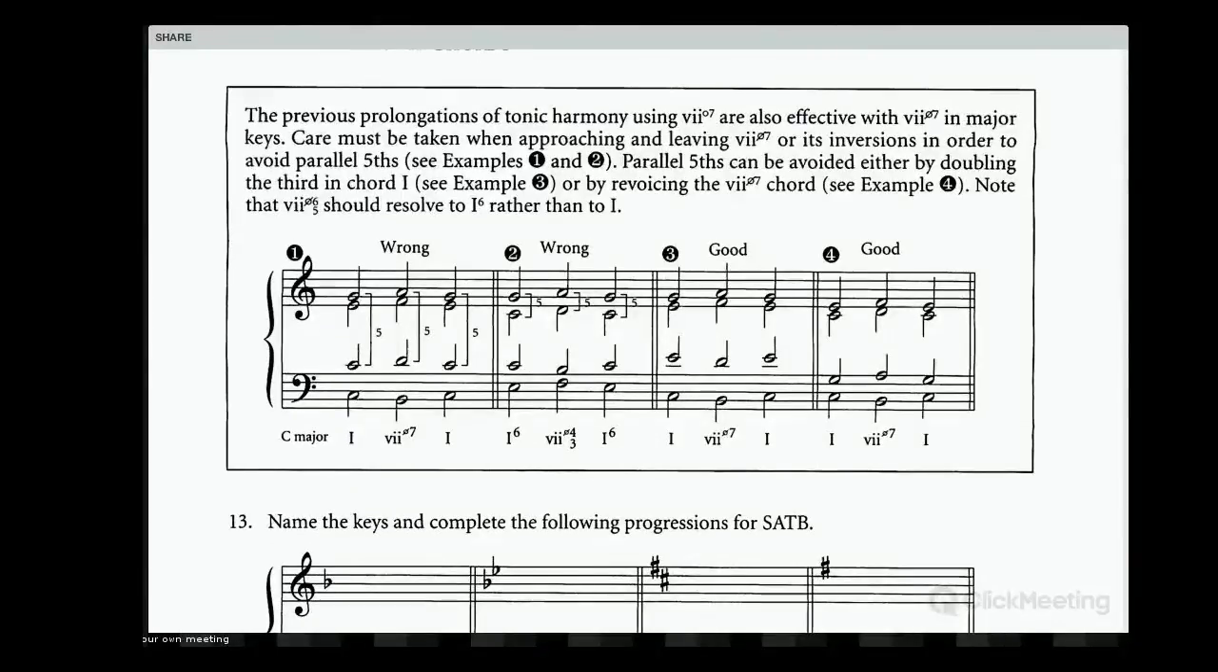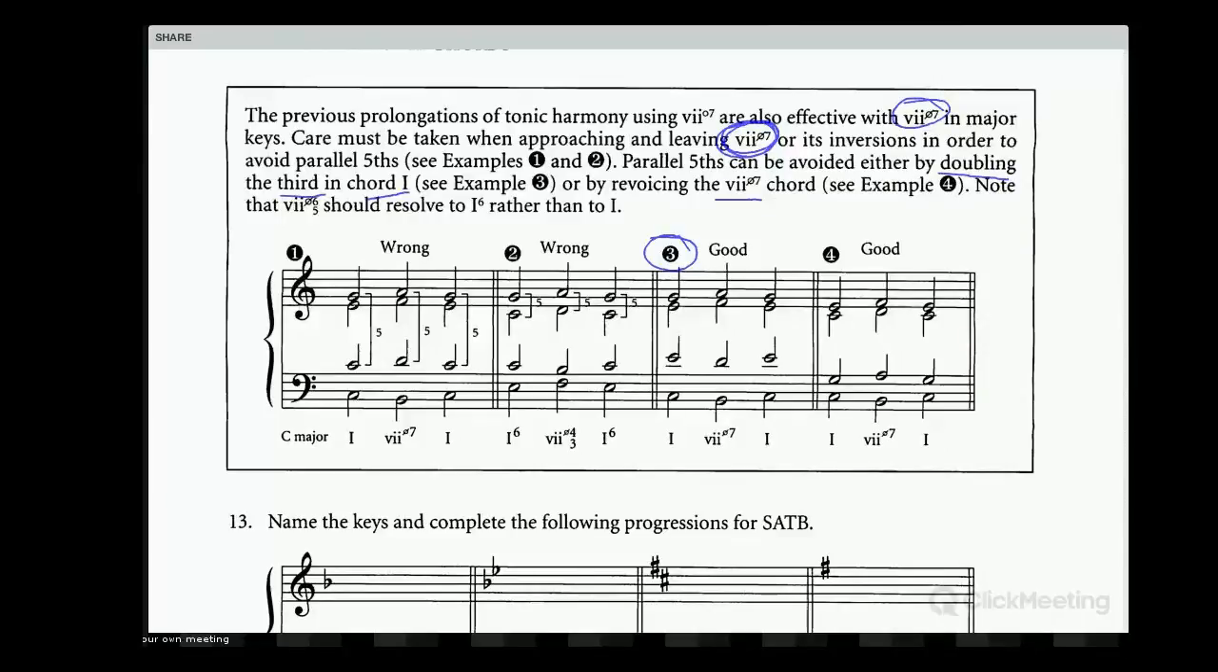So the previous prolongations of tonic harmony using 7/7 are also effective with the half diminished 7th chord in major keys. But you've got to be careful when approaching and leaving the half diminished 7th chord or its inversions. You could have parallel perfect fifths, so you've got to avoid that. You do that by either doubling the third of chord 1, like so, for example in this chord here, or by revoicing the half diminished 7th chord.